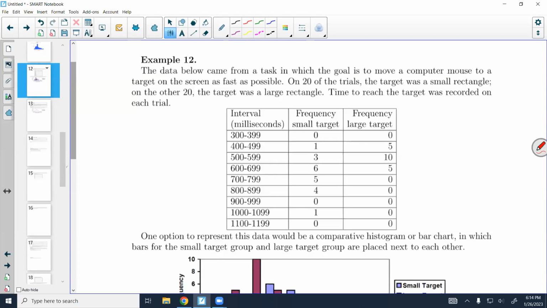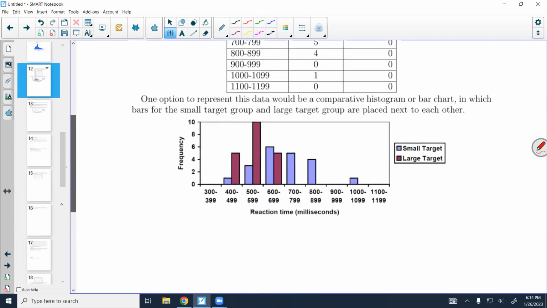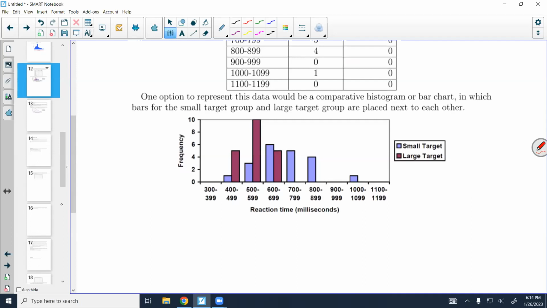Here we have 2 trials, small target, large target. Another way to represent this would be a comparative histogram or bar chart, in which the bars for the small target group and large target group are placed next to each other, such as this. Note they're different colors and we label them by color. So this is one way to compare 2 sets of data.